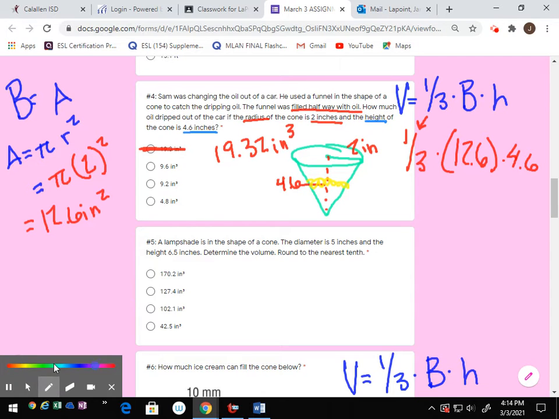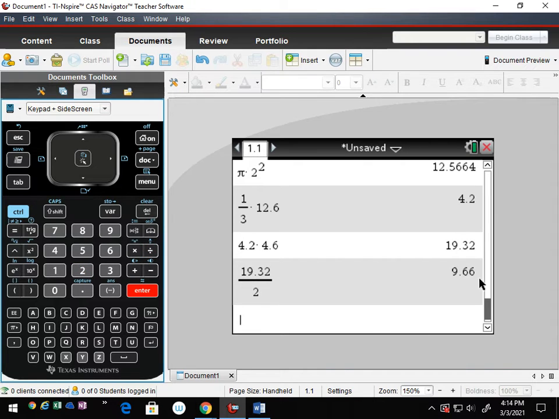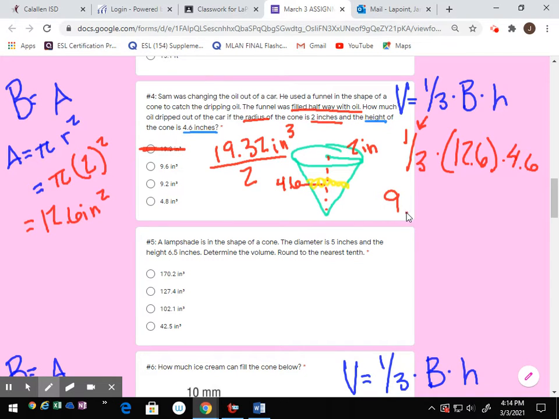So if our funnel is filled up halfway, that means we're going to do 19.32, which is the whole funnel, and divide it by 2. So let's divide this by 2. We see our answer is 9.6 if we round. 9.6 inches cubed is our final answer, which matches answer choice B.